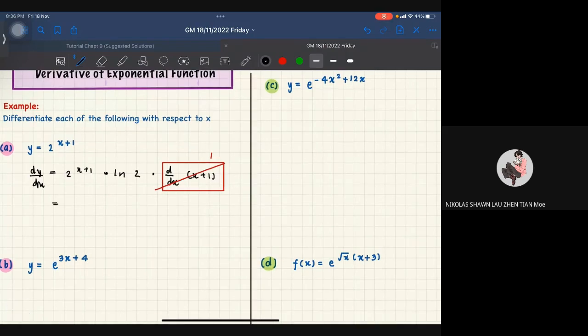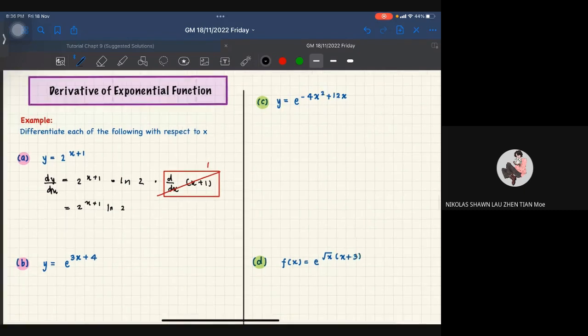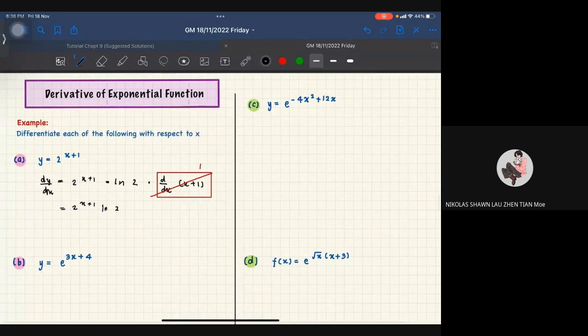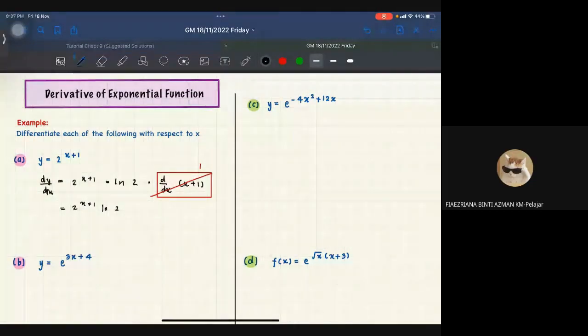So let's rewrite back this answer. So, I have 2^(x+1) multiply with ln 2. Macam ni je, ni jawapan akhir awak. Okay. Semua orang okay ke? Boleh terima ke? Okay, Miss. Boleh. Alhamdulillah. Okay, so jom tengok example.